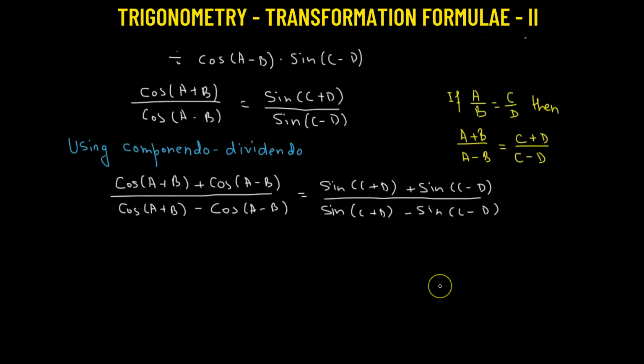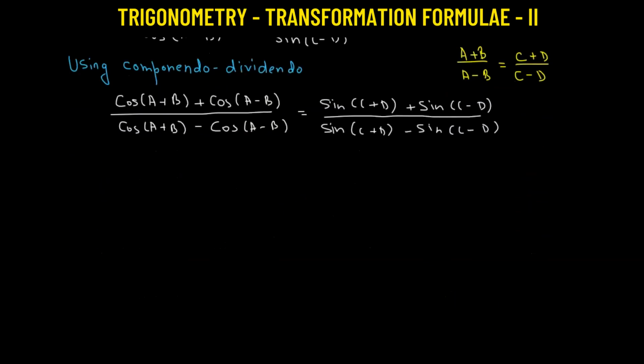Fine. Now we can clearly see that we have the sum of two cosine functions in the numerator. In the denominator we have the difference of two cosine functions. Then we have the sum of two sine functions on the right hand side, and in the denominator we have the difference of two sine functions. So what we'll do here, we'll use a transformation formula which is going to transform each of the respective sums or differences into the corresponding product of trigonometric functions. Now let's first specify the transformation formulas.